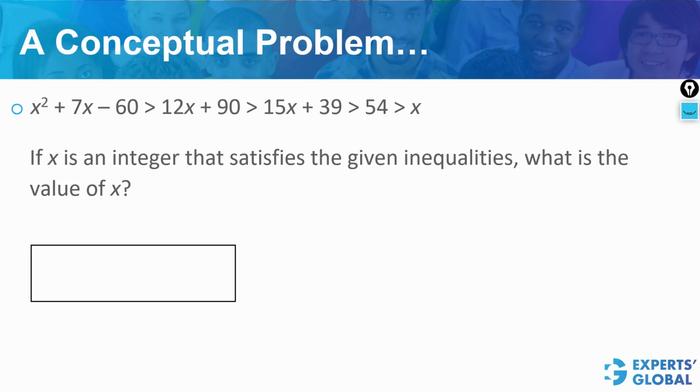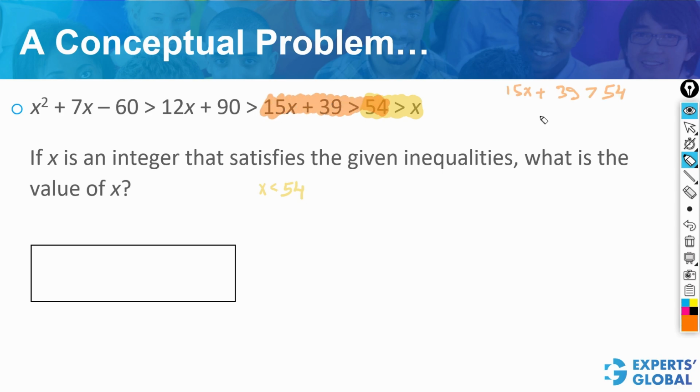Please pause the video and solve this problem. Let's start solving from the rightmost side. The first condition given is that x is less than 54. Now let's look at the second part here. This suggests that x is greater than 1. So we got the second condition here.